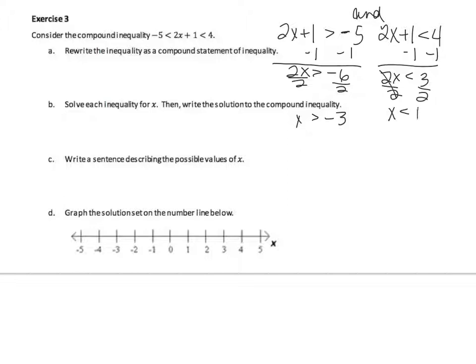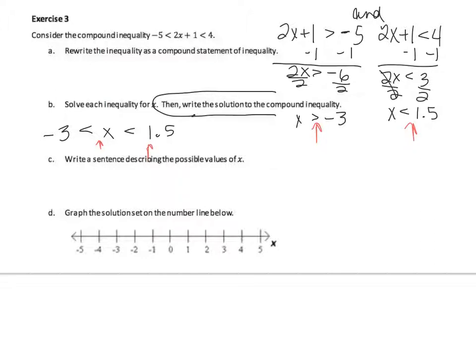X is less than 1.5. Cool? Of course, next we get to graph it. Actually, before we graph it, I need to write my solution to the compound inequality. I'm going to write it all together. So the first thing I write is my smallest value, which is going to be less than x, which will be less than 1.5. And you just make sure, Pac-Man's eating the x, Pac-Man's eating the 1.5.